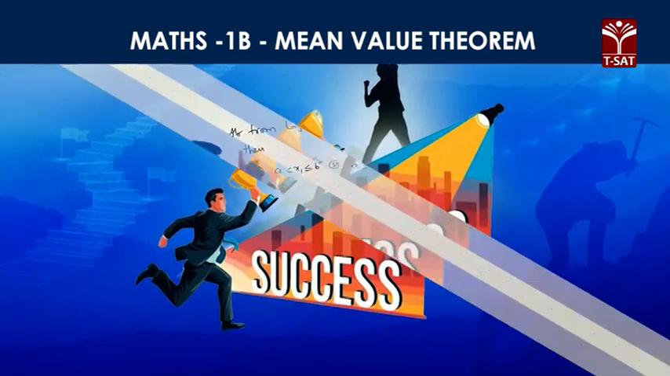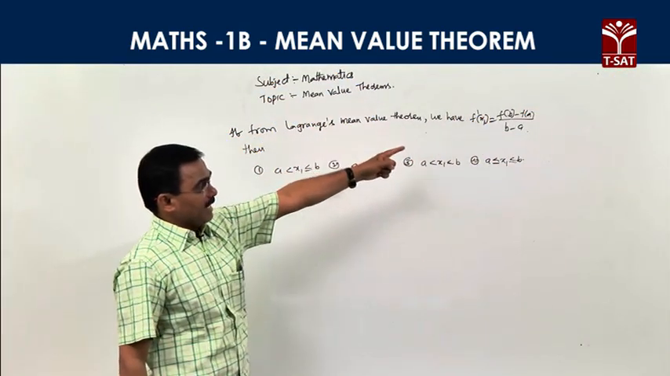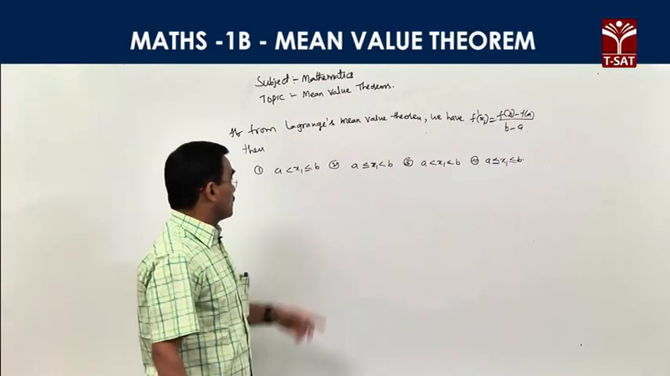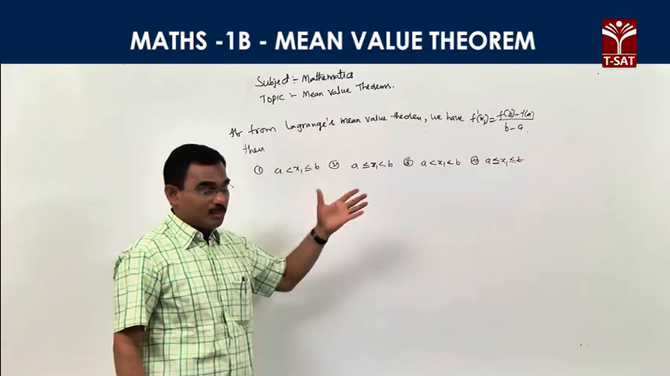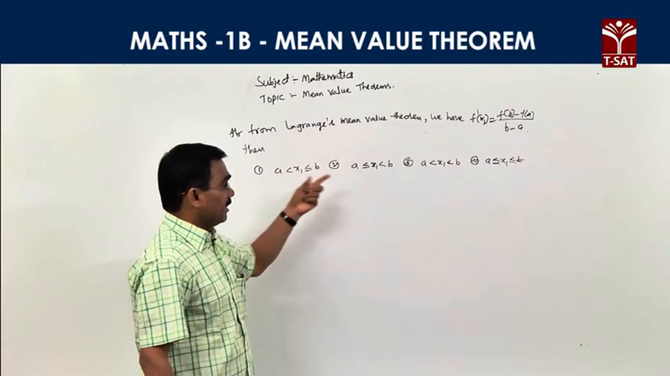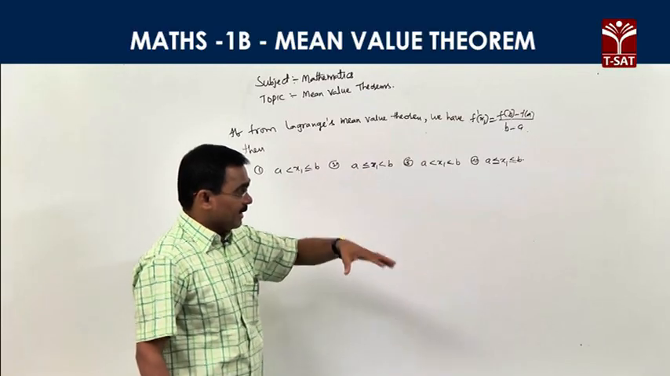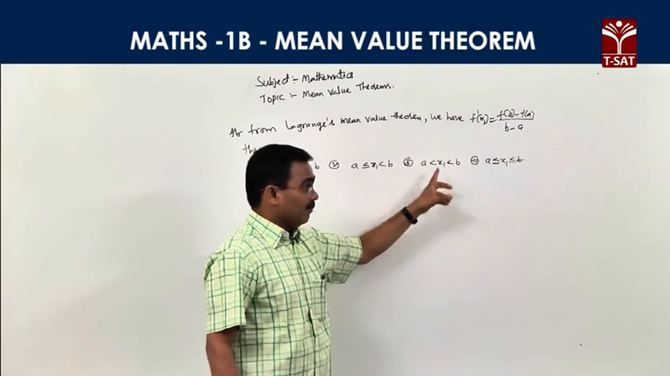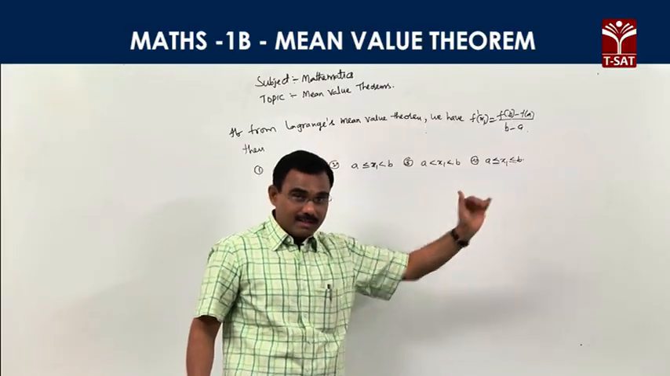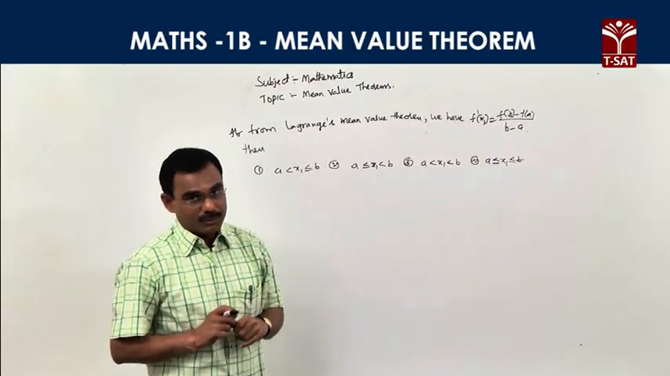Next problem: if from Lagrange's mean value theorem we have f dash x1 is equal to f of b minus f of a by b minus a, then x1 lies between which interval? Options: maybe equal to b and lies between a and b; maybe equal to a and lies between a and b; only lies between a and b, not equal to a and not equal to b; and lies between a and b and equal to a and equal to b.